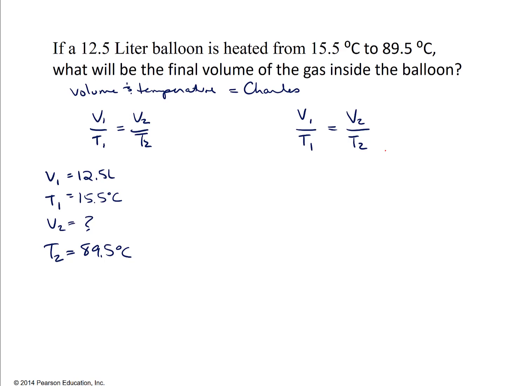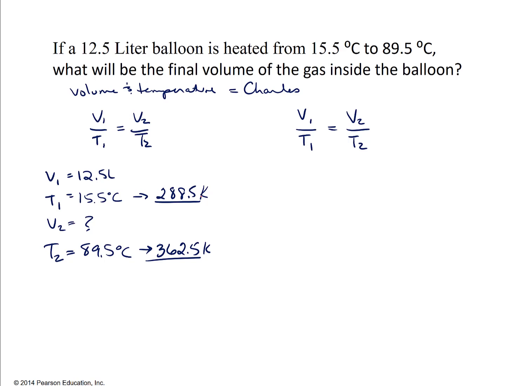Okay, so you know that this is Charles because it's volume and temperature. V1 is 12.5 liters. T1, 15.5 Celsius. V2, you don't know. T2, 89.5. Before you go any further, what's the next thing you have to do? If you take 15.5 plus 273, 288.5. If you take 89.5 plus 273, it's 362.5. And that's K. They don't even put a degree, they just say K.